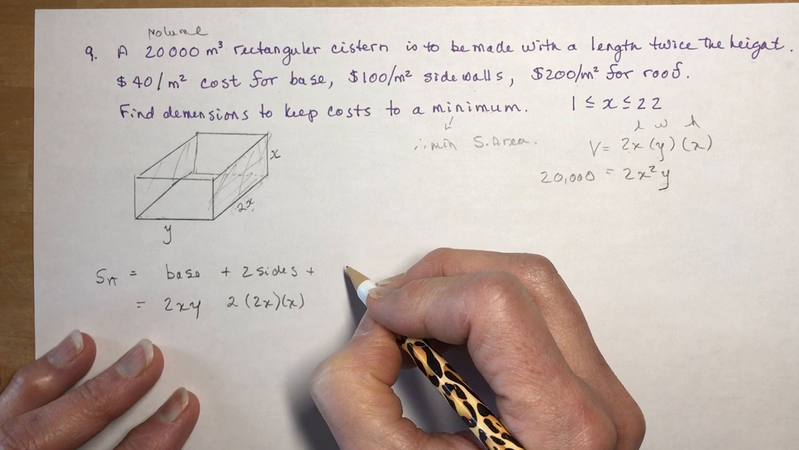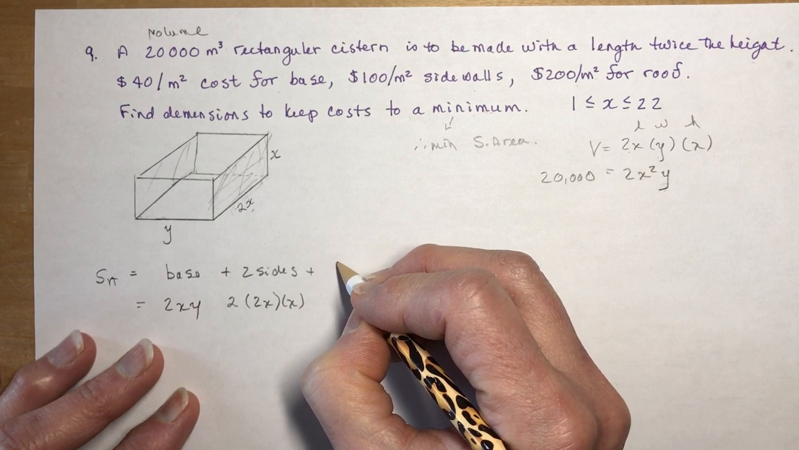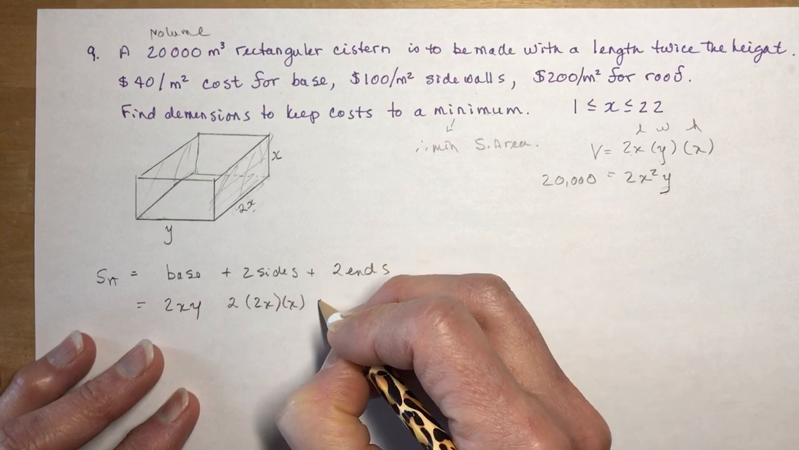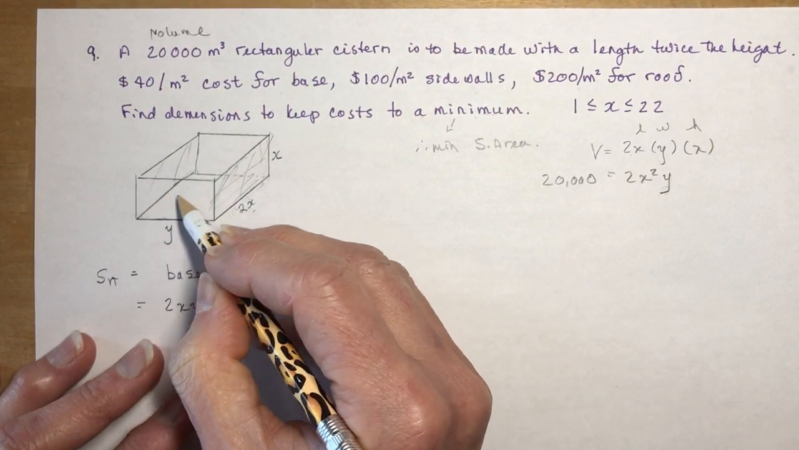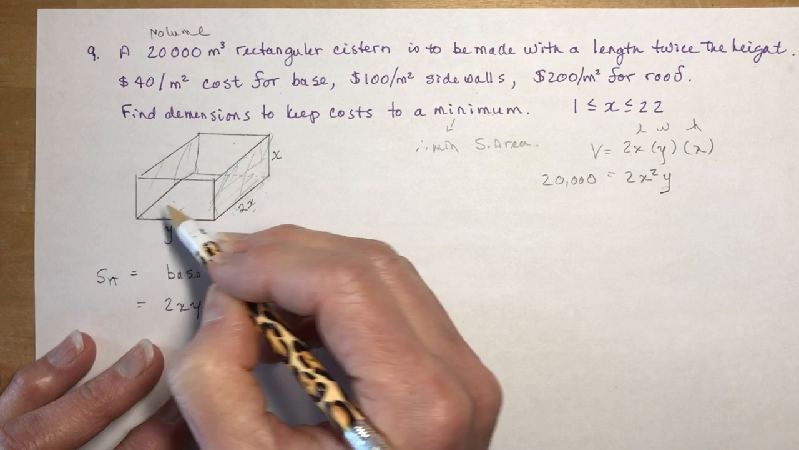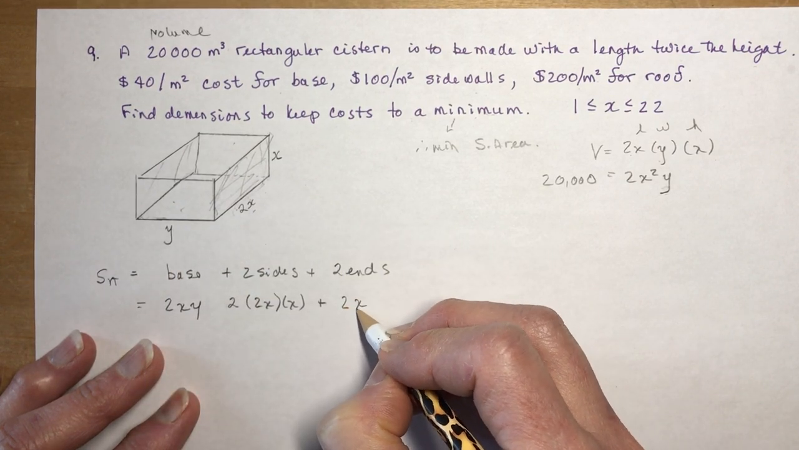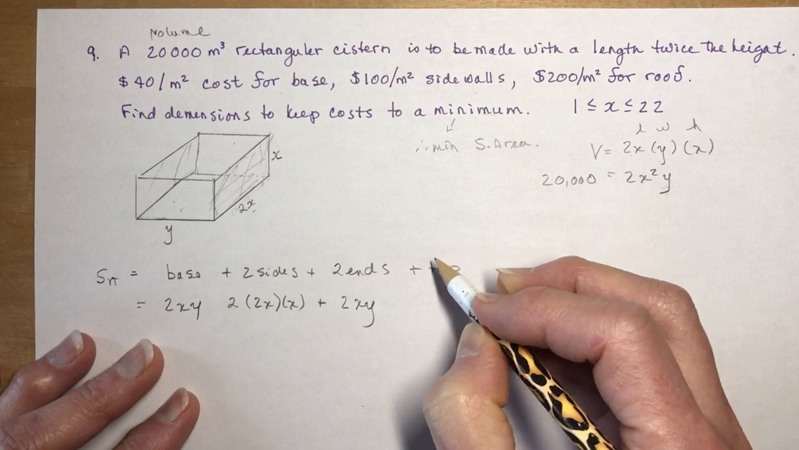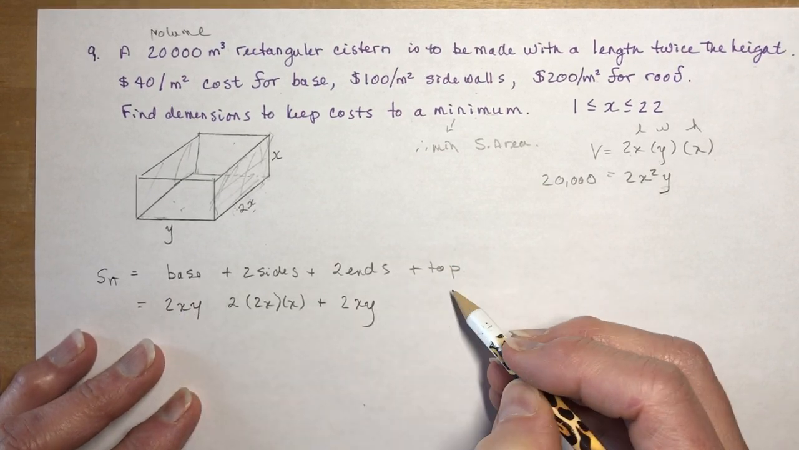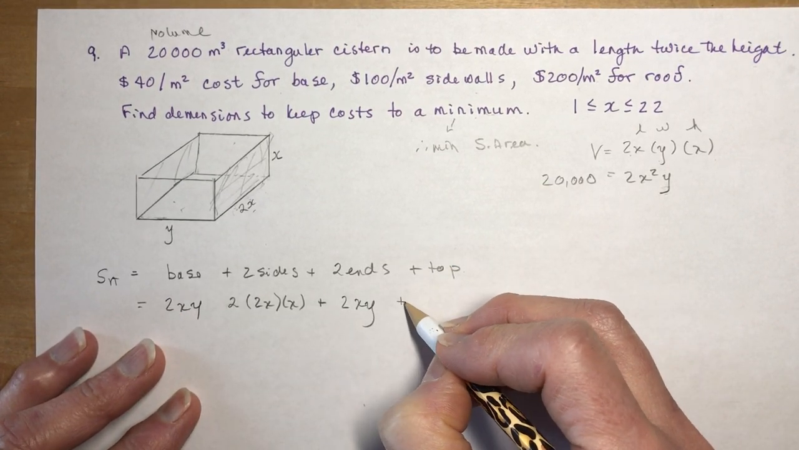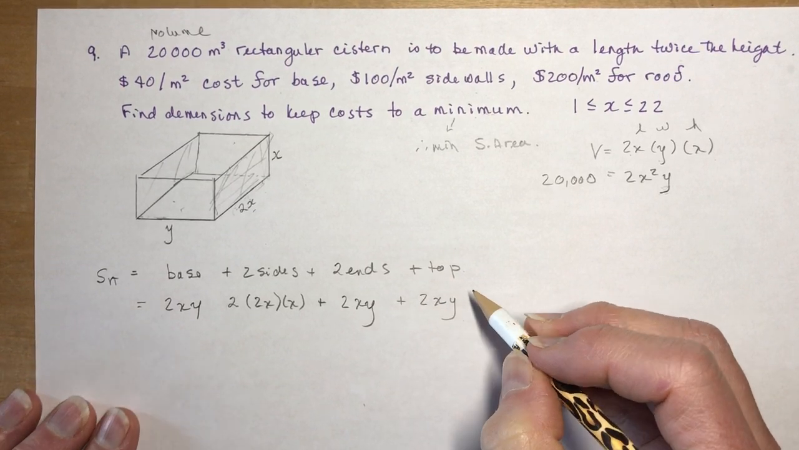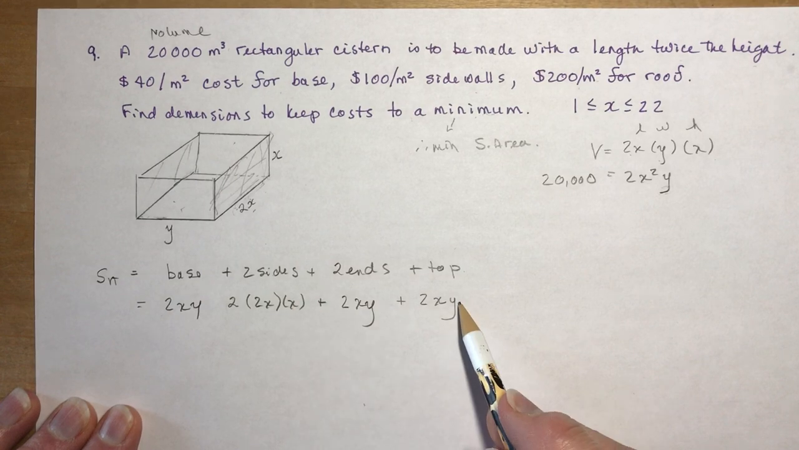So two sides, and we have two ends. The ends are this one and this one. So that's x times y, 2xy's, plus the top. Now we had to split these all out, the base from the top, because there are different costs to do each of them. Okay, so now I have the surface area written out.